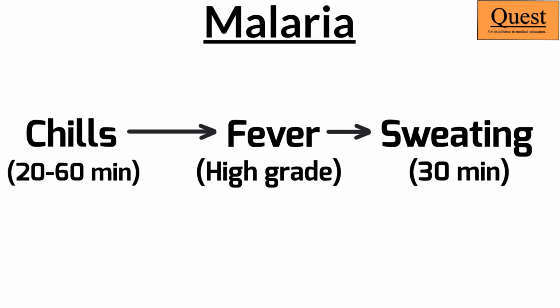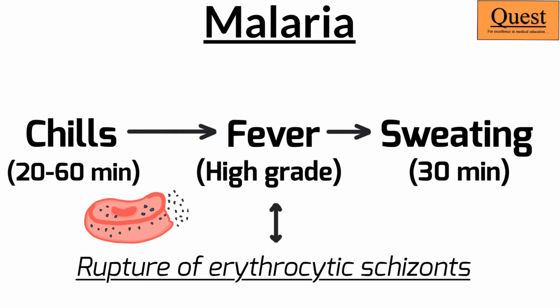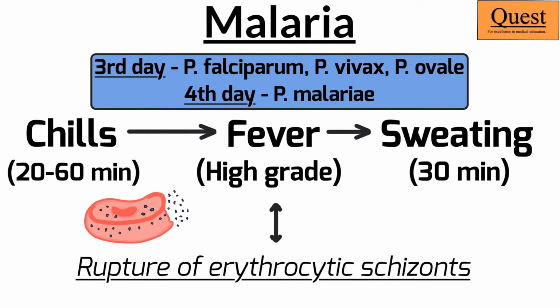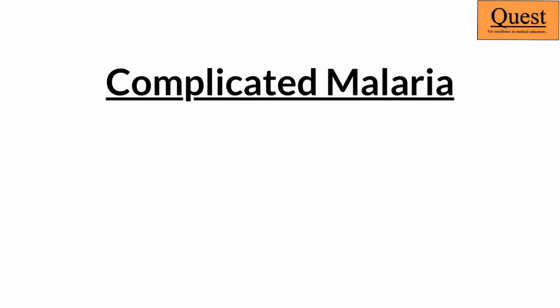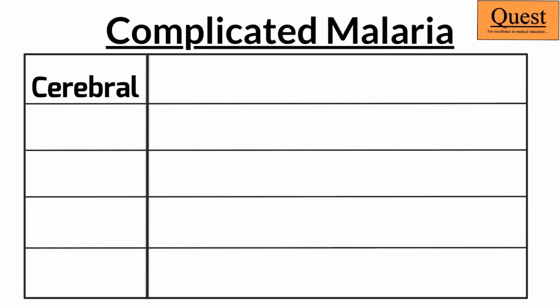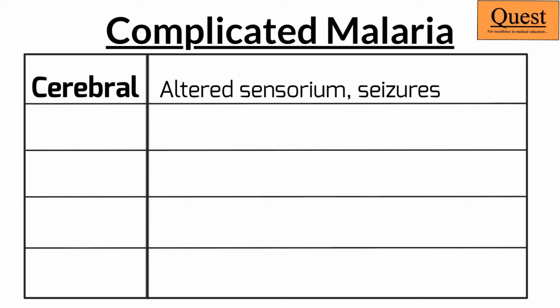Now the fever that occurs in malaria is associated with the rupture of erythrocytic schizonts which occurs every 3rd to 4th day. So patients would have fever which would typically, if left untreated, repeat every 3rd to 4th day. Along with fever, malaria can get complicated and have involvement of other organs. Classically, patients can have neurologic involvement and that is known as cerebral malaria. Here, patients can present with altered sensorium and sometimes can present with seizures.